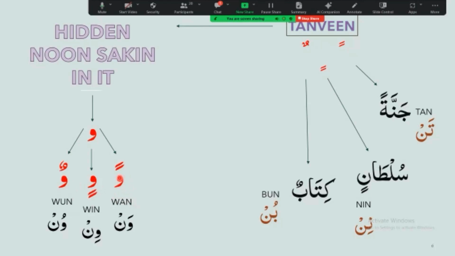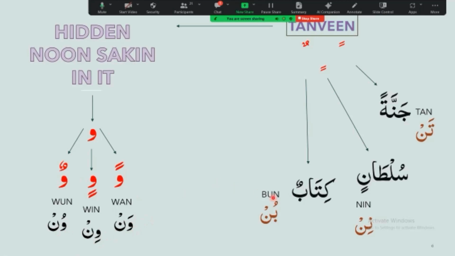These are the sounds that they produce. So if we write the tanween in this way, like wan, or in Arabic alphabets, by breaking it down in the sound, we will write it as wa fatha noon sakin, wan. Wa kasra noon sakin, win. Wa dhamma noon sakin, wun. So if I break the sound, this sound becomes like this. And yes, you see a noon sakin here, right? You can see a noon sakin in tanween as well.